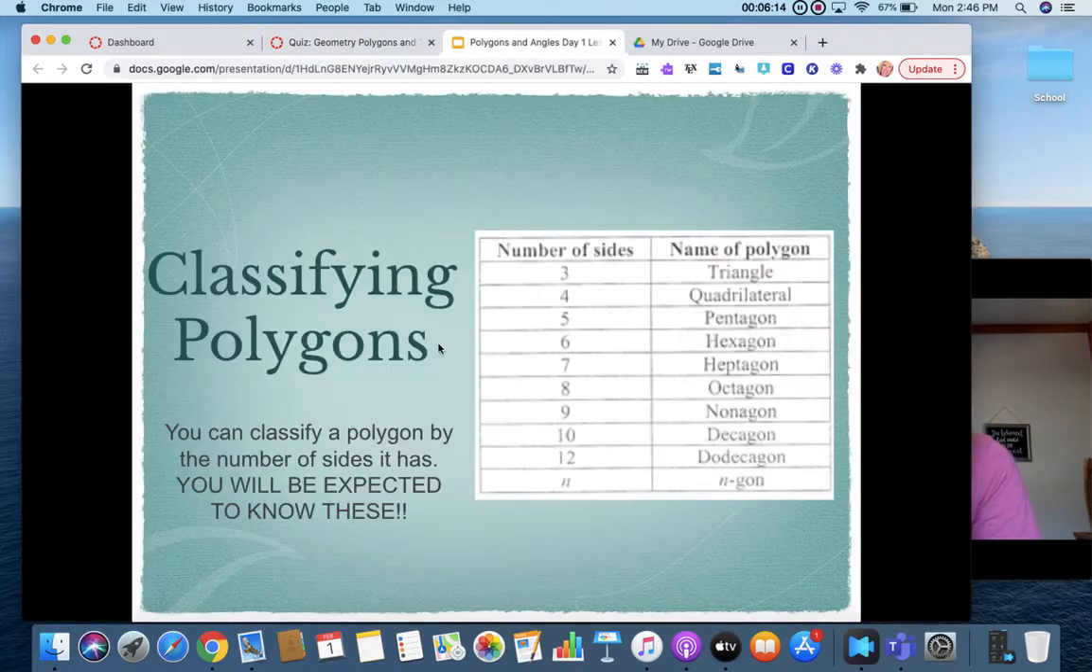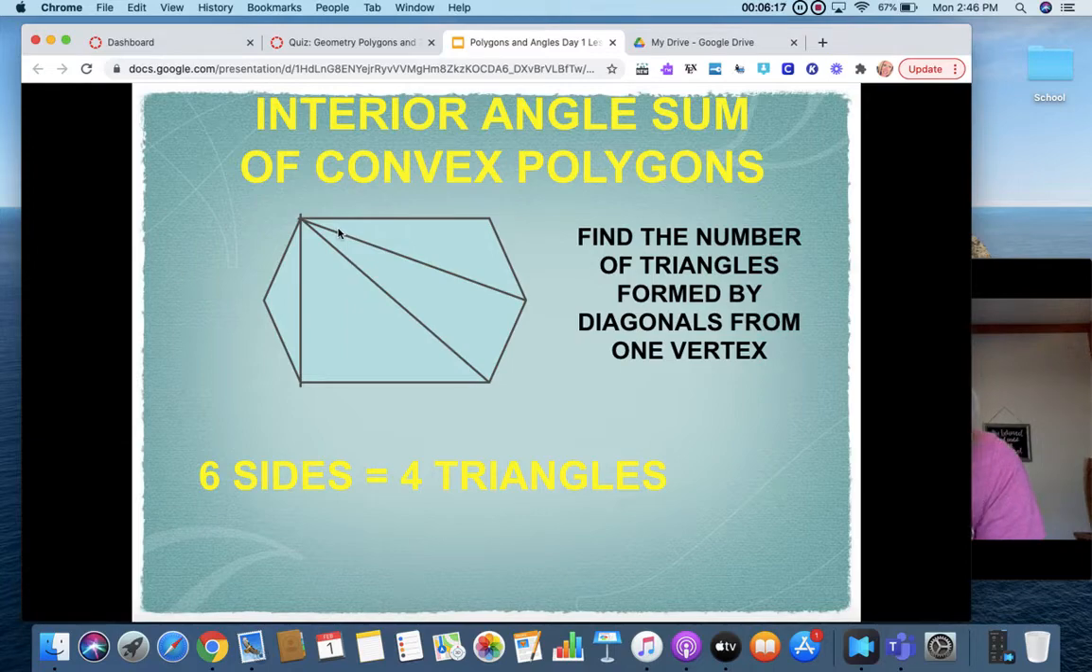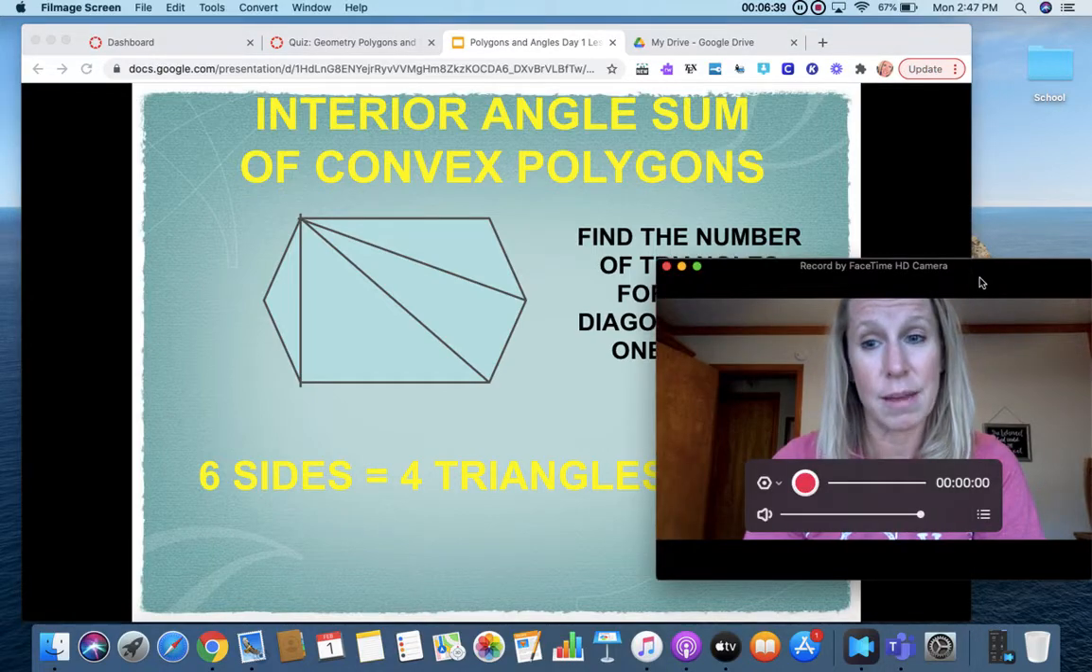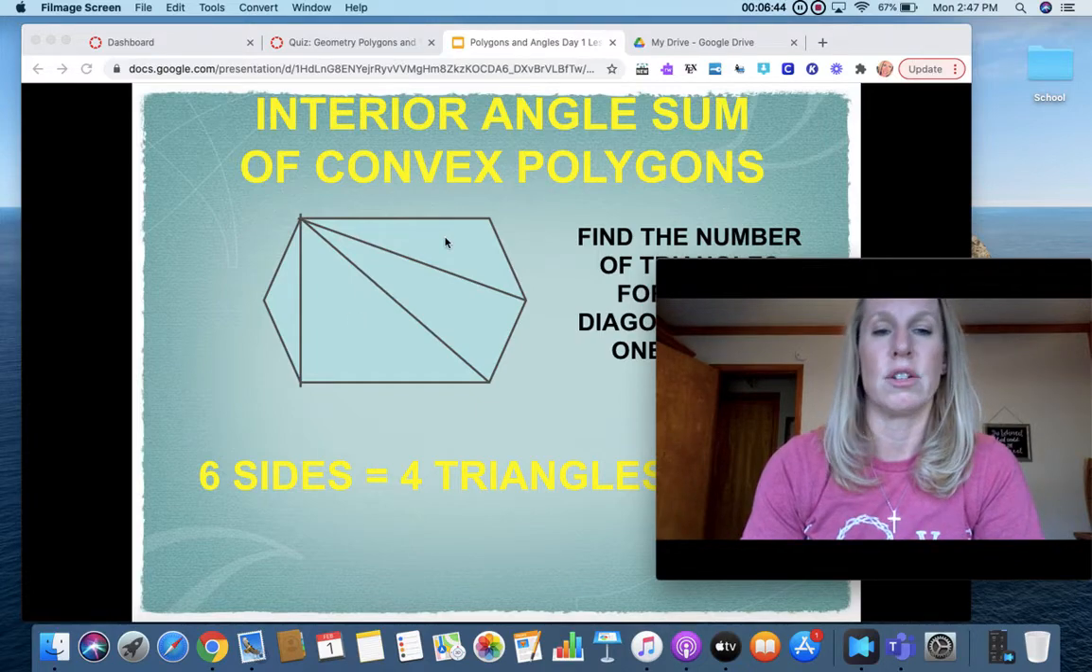Okay, let's move on. So we talked about diagonals a little bit. A diagonal starts at a vertex and connects to another vertex. Now it doesn't connect to the side because that would just be a side. So if I start at this vertex and connect to all the others, notice the shapes inside. Those are all triangles. And do you remember what all the angles in a triangle add up to? I hope you said 180. So notice the number of triangles formed. This figure has 6 sides, but there are 4 triangles.